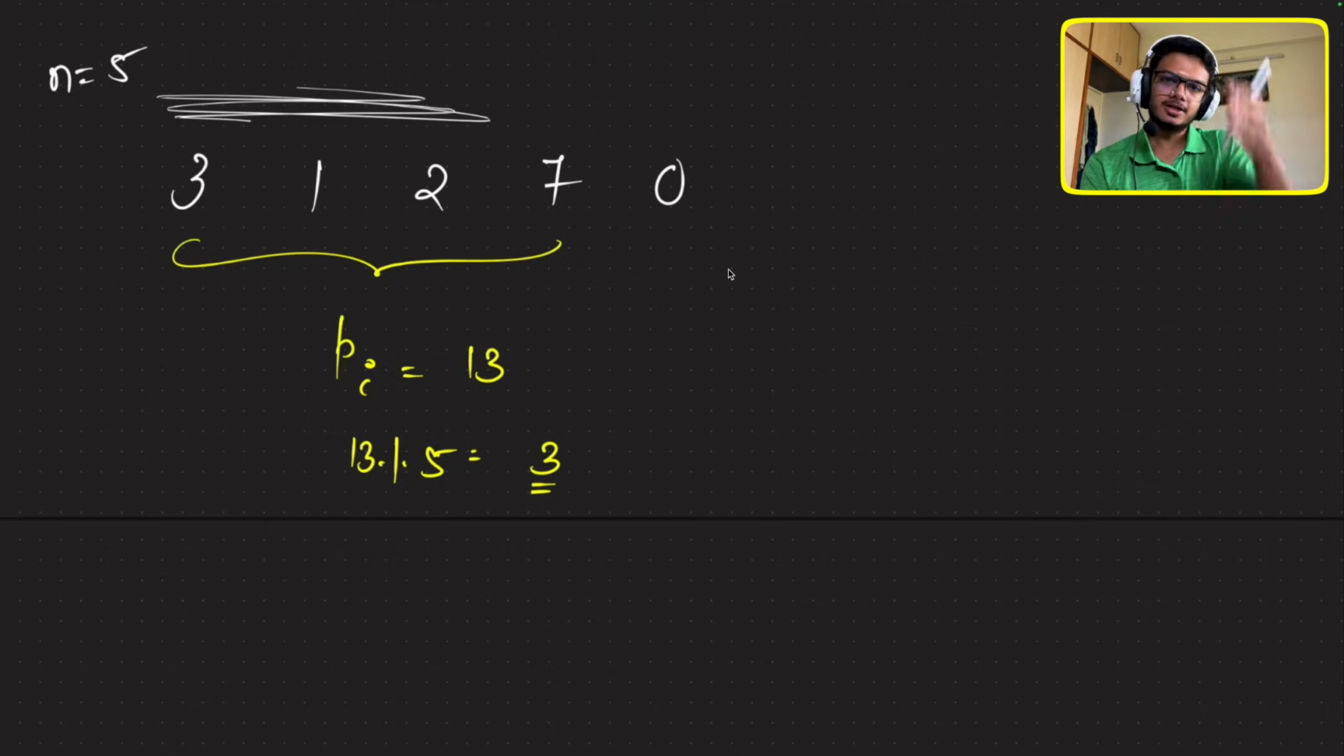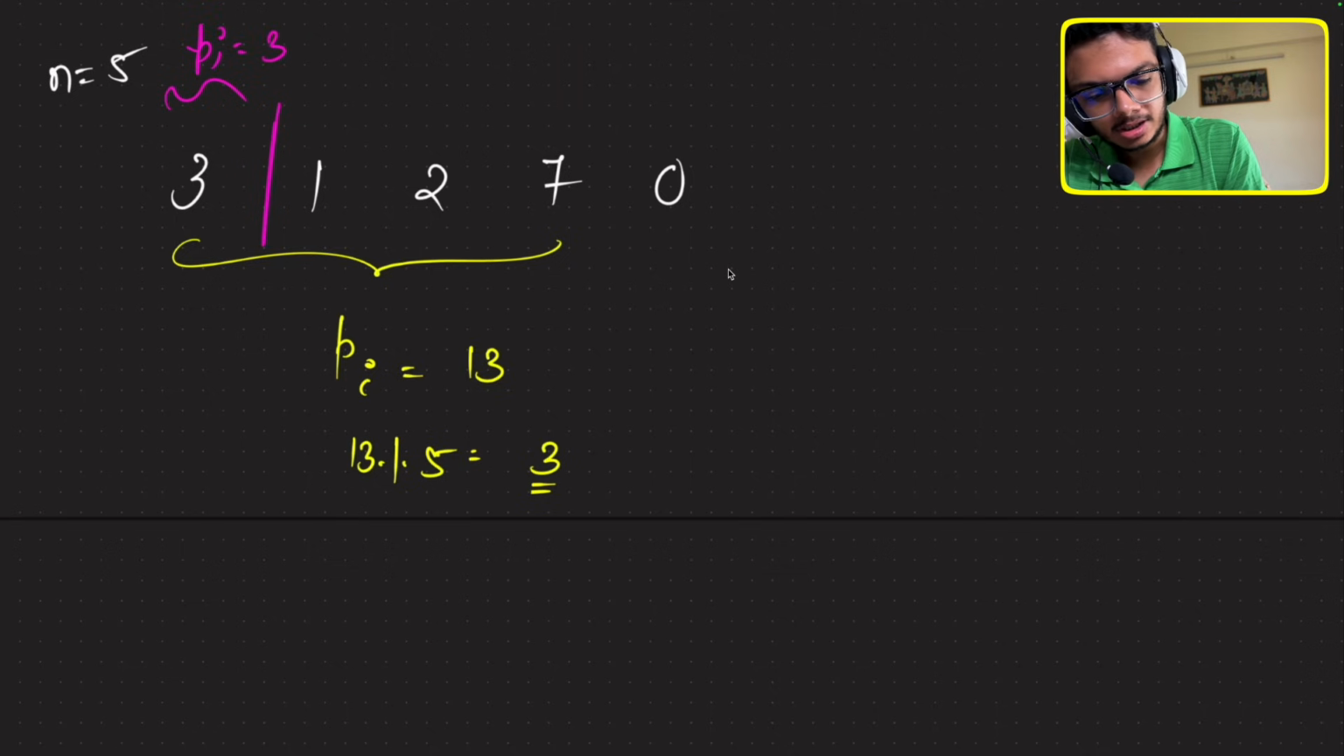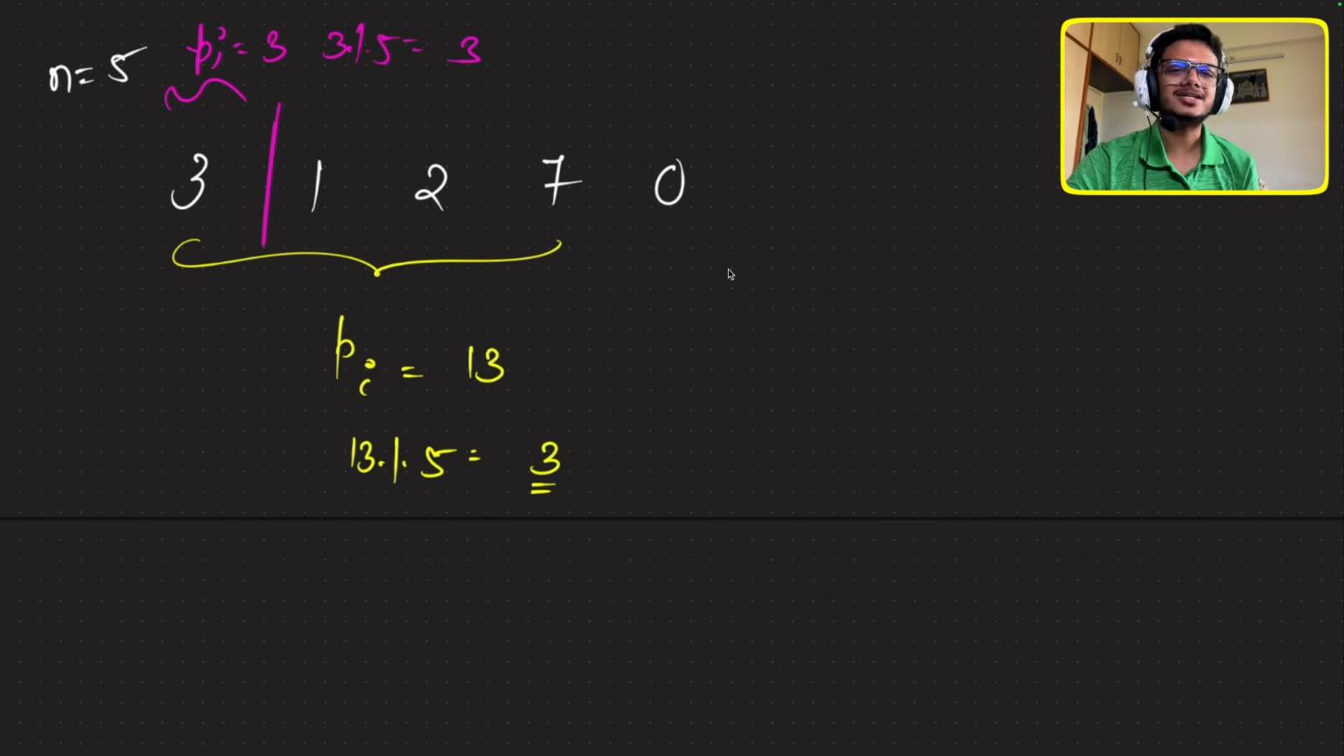Because if you can find it, you subtract that part and whatever the left part is contributes to your answer. It will be a subarray whose sum is divisible by n. And indeed, you have a prefix sum here, Pj with a 3, and 3 mod 5 is also 3. So this contributes to the answer.